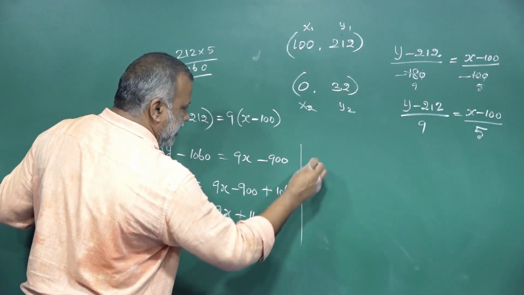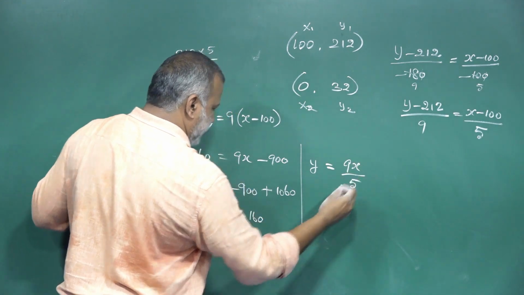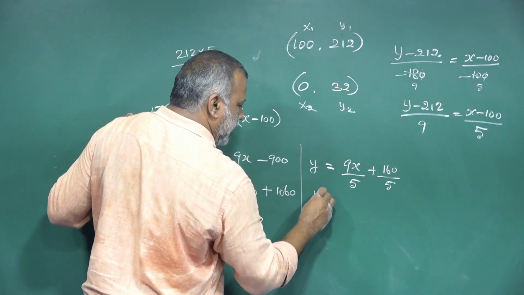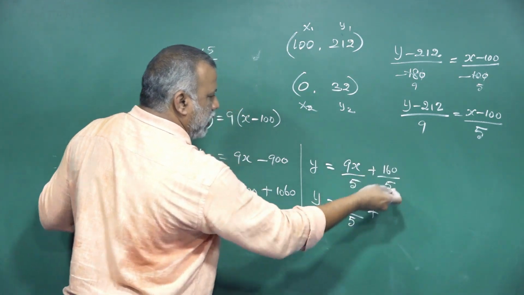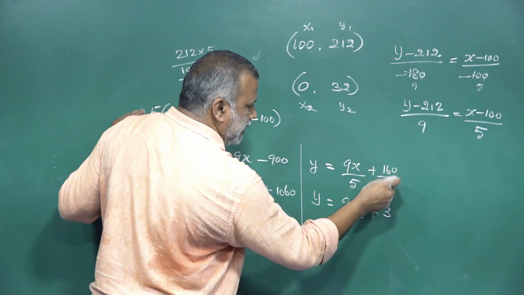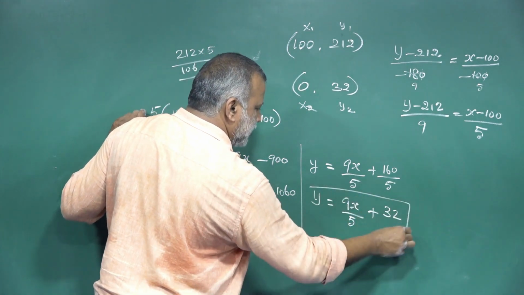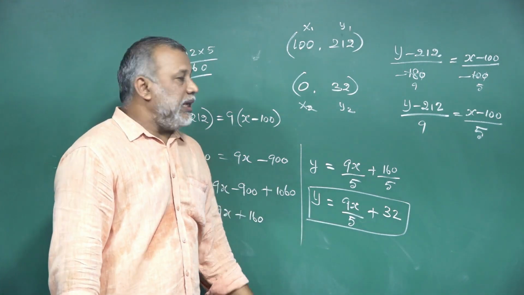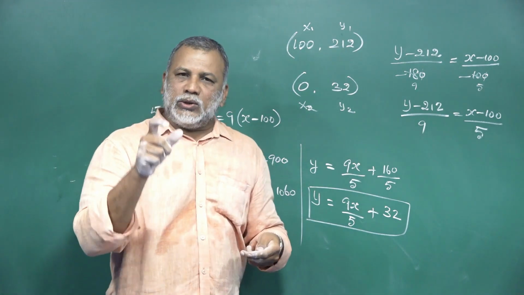160. From this, y equals 9x divided by 5 plus 160 divided by 5. So y equals 9x divided by 5 plus 160, again divided by 5. We have to take 3 times 3 fives, again 2. That means 32. 2 times, we can get 10. So y equals 9x divided by 5 plus 32 is the relation we are able to get from this equation.